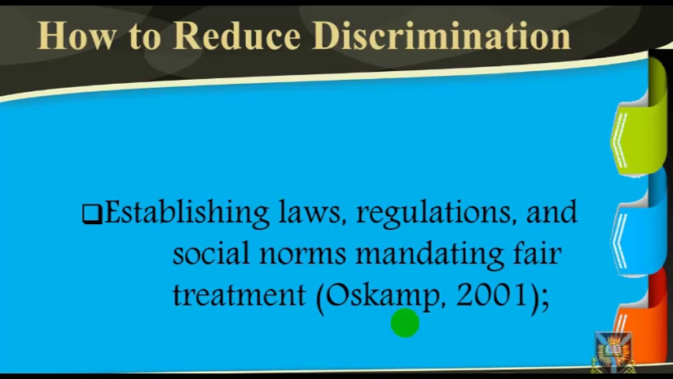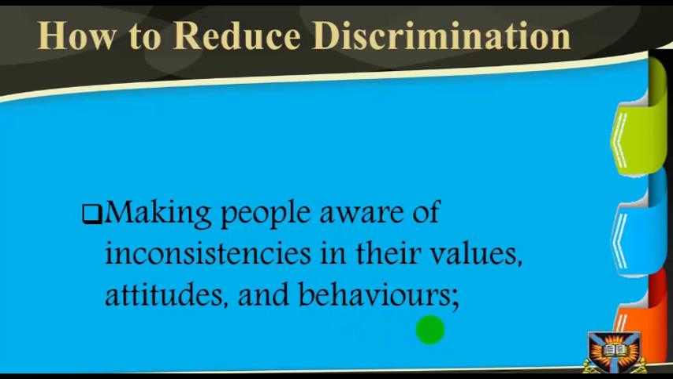Another way of reducing discrimination and prejudice is to establish laws, regulations, and social norms mandating fair treatment. Oskamp, 2001. A longer-lasting reduction in discrimination is possible when people are made aware of inconsistencies in their values, attitudes, and behaviors. When people consider that their values, attitudes, and behaviors were inconsistent with the ideal of social equality, they show significantly greater support for civil rights more than a year later.